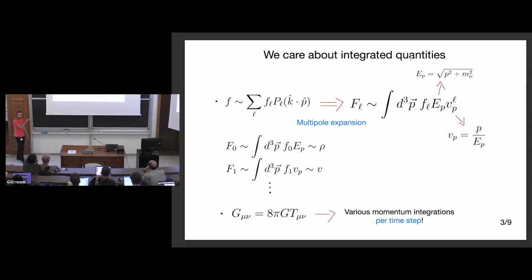And that's also what makes this slow and expensive. At each time step that you're running something like CLASS, you have to do a bunch of momentum integrals because you have to evaluate the neutrino dynamics. You have to integrate over phase space to get these fluid quantities and feed that back into the Einstein equations. So that makes things much more expensive. Good.